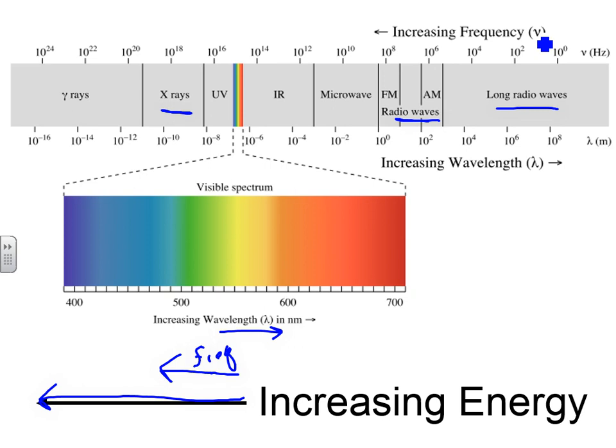So the visible spectrum is almost in the middle, a little to the left of middle, and that's the relationship between energy and frequency. All right, we'll take a look at this concept in video 6.